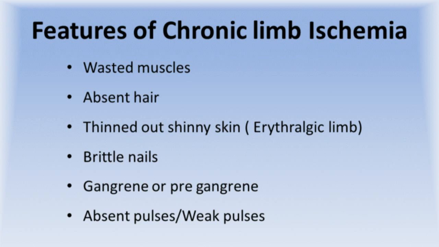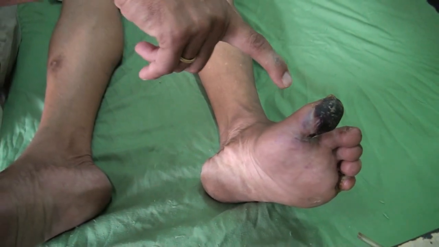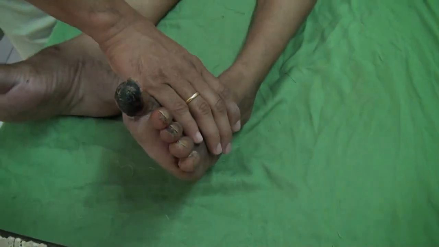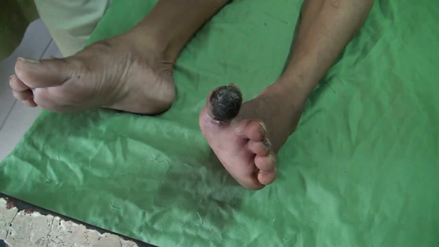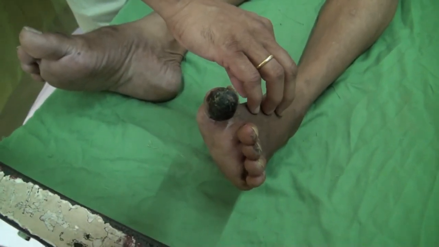Now I'm going to examine. I'm going to do a limited examination because again this is a bit painful. So the first thing that I want to find out is whether there's warmth. There is no warmth. Actually this limb is colder when you compare with the other limb. So this is a cold limb, right? That again supports your diagnosis of vascular insufficiency.